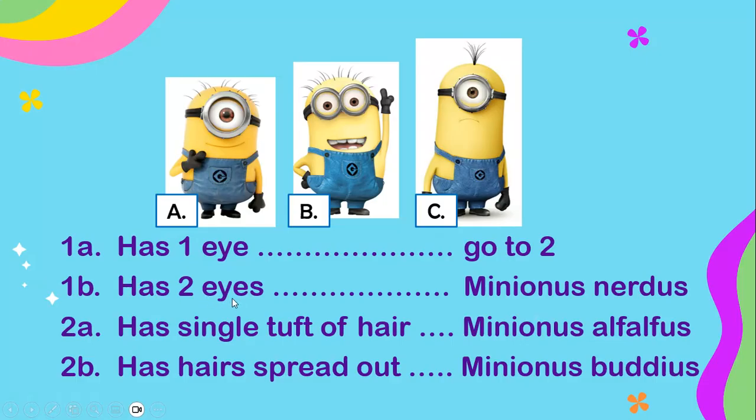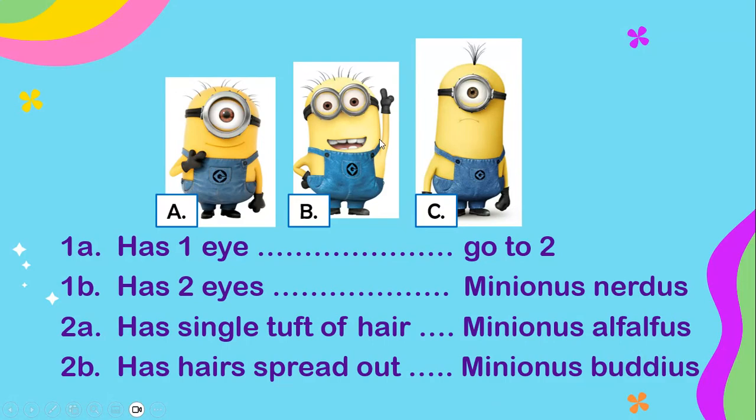Has one eye or has two eyes? Minion A here has one eye, so then we go to the end here. It tells us to go to number 2. Number 2 has a single tuft of hair or has hairs spread out. So looking at our minion's head, the hairs are spread out, which means this is Minionus buteus.